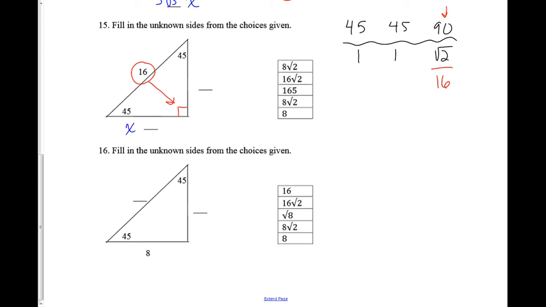I'm going to call this side x. It doesn't really matter. And across from the x is a 45. So I find my 45, and I make a fraction with the 1. Now these two fractions I'm going to set equal.